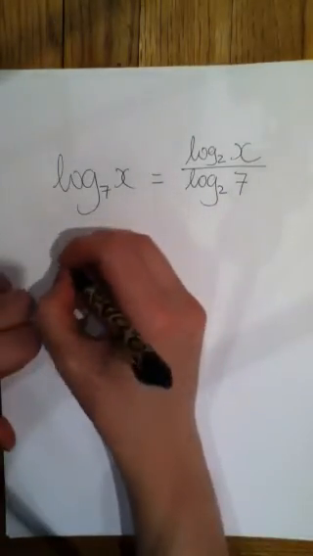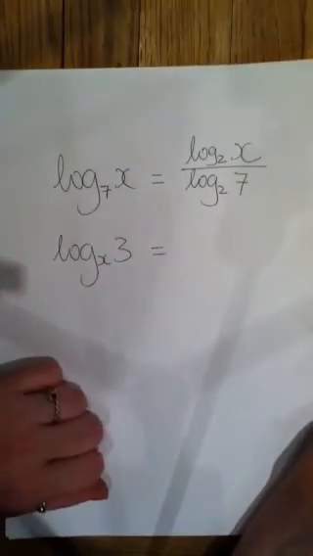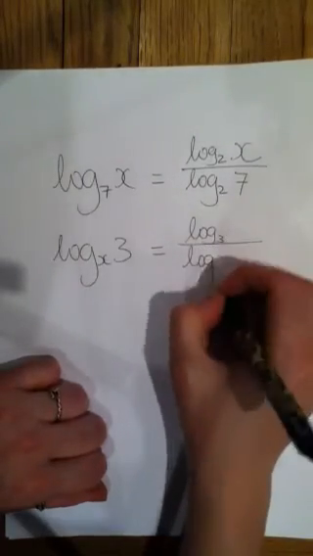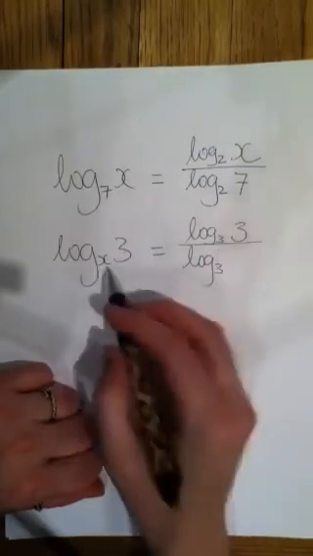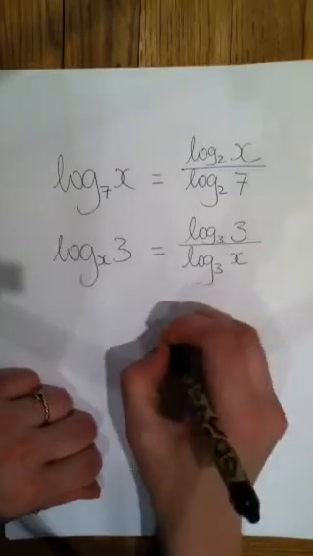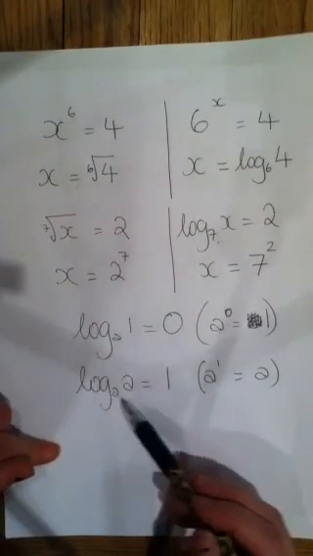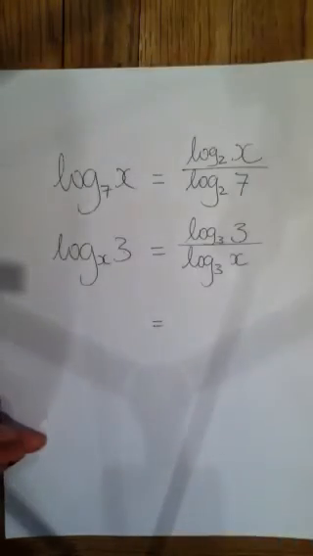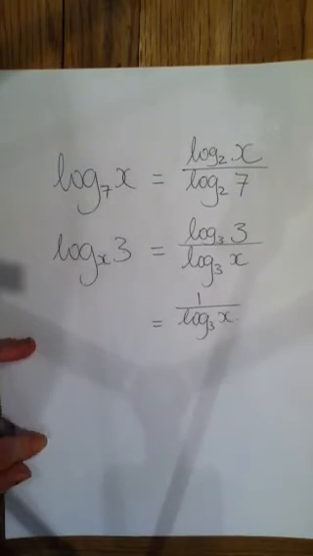Really common thing is if we maybe want to change the base here to a 3, then we'd have log to base 3 on the top, log to base 3 on the bottom, and the 3, the big thing here, goes on the top, and the x goes on the bottom, and we have log to base 3 of 3, which you'll remember is 1. Log to base a of a is always 1, doesn't matter what a is. If these two are the same, it will be 1. So this is 1 on the top, and log to base 3 of x on the bottom.